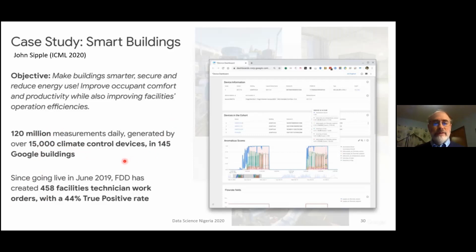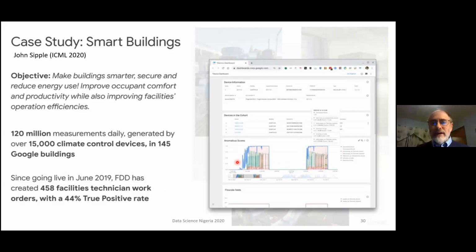So this system is now live at Google. It's been running for more than a year, and it's been used to create 458 technician work orders with a 44% true positive rate. That means, as I say, you always have false alarms when you're dealing with anomaly detection, but 44% is pretty good.